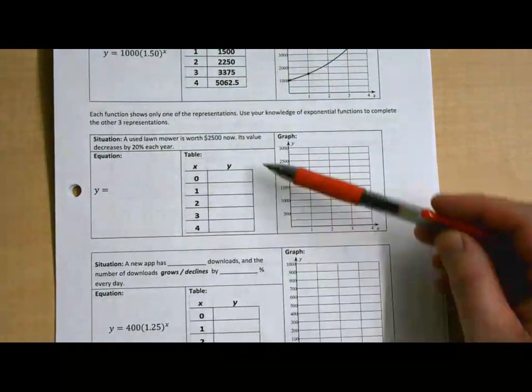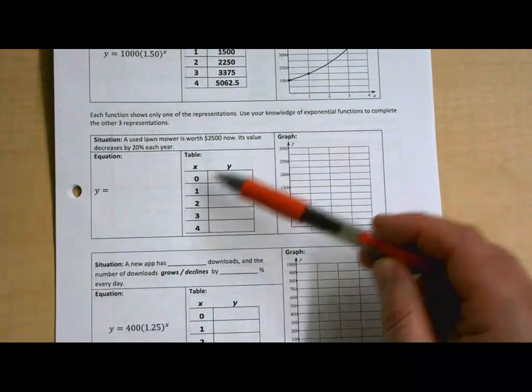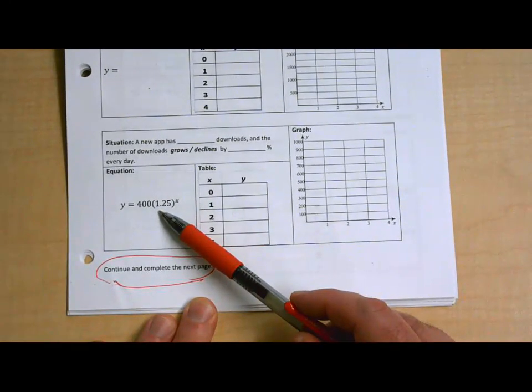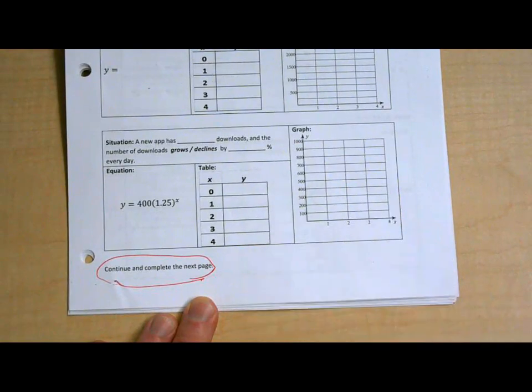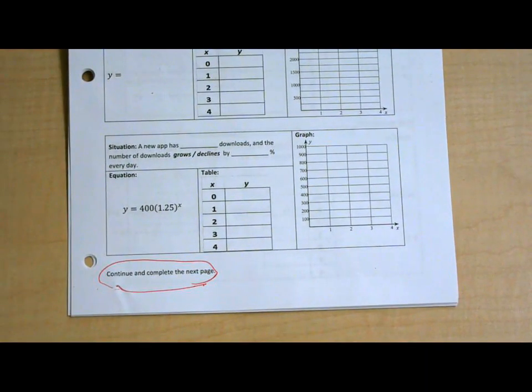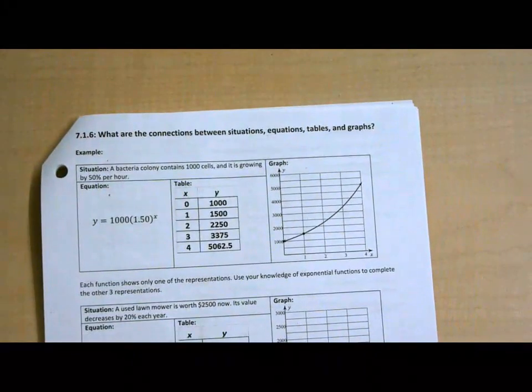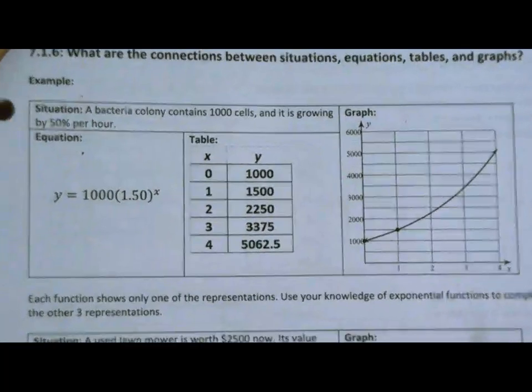In each of these, I'm only giving you one of those things. Here I'm giving you the situation. You're going to find the equation, table, and graph. And in this one I'm giving you the equation. You're going to complete the situation, table, and graph. So our goal is if I give you one of those 4 things, can you find the other 3? Before I release you to work on this, I want to draw some notes and some connections on this first one.